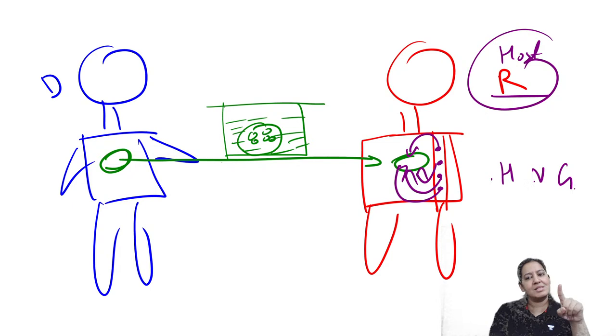Host versus graft rejection. Give me a thumbs up. The host is doing rejection to the graft. Give me a thumbs up.